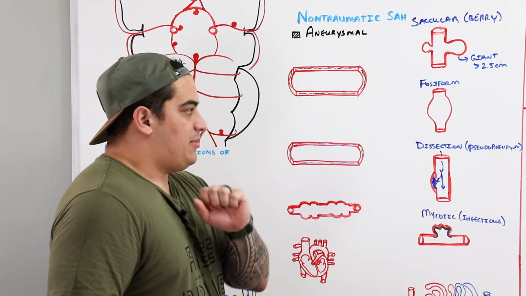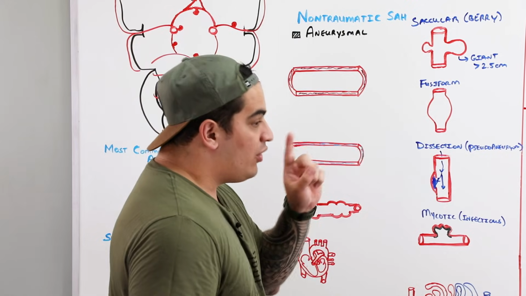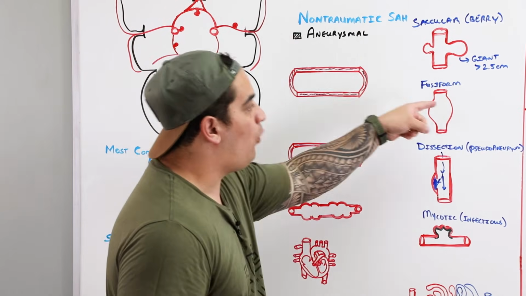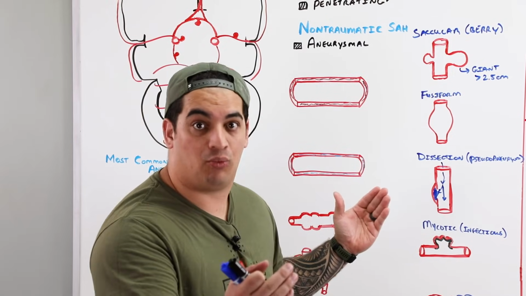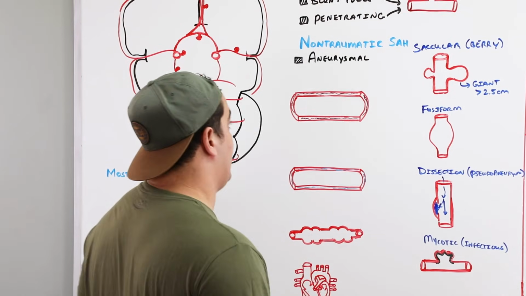Now, these are the different types of aneurysms you can have. The first question that we should have is, how do we form these aneurysms? And then what causes those aneurysms to pop and rupture and bleed into the subarachnoid space?